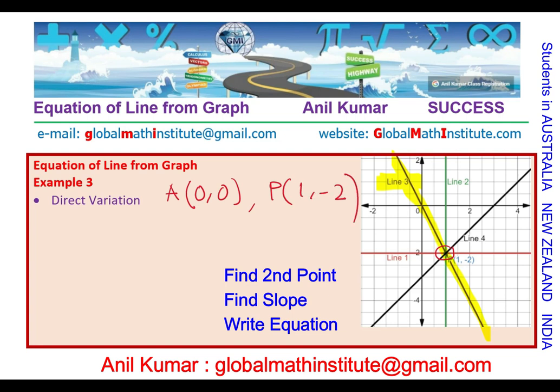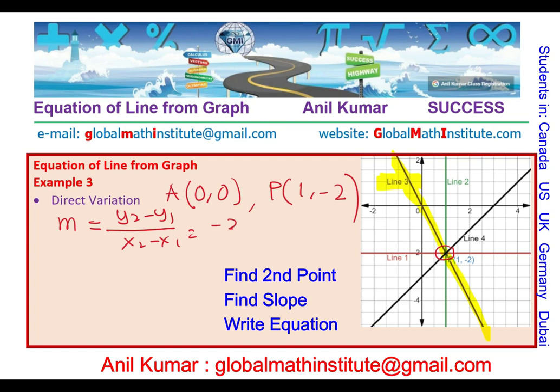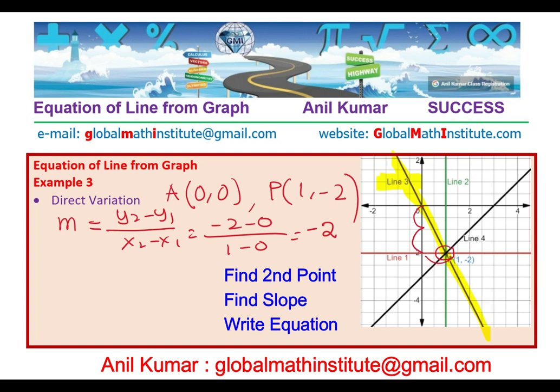Now, using these 2 points, we can always find the slope. So, what is the slope here? Slope in this case is y2 minus y1 over x2 minus x1, which is -2 minus 0 over 1 minus 0, which is -2. Clear? The line is going down, right? You can always see it goes 2 units down, 1, 2, and then 1 unit towards the right. So the slope is -2.